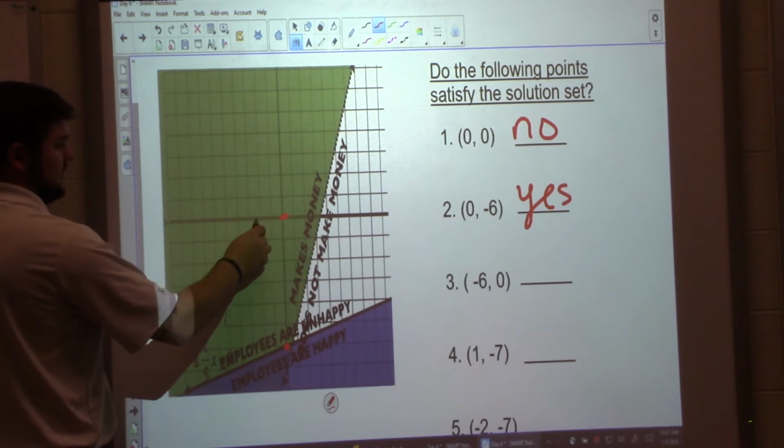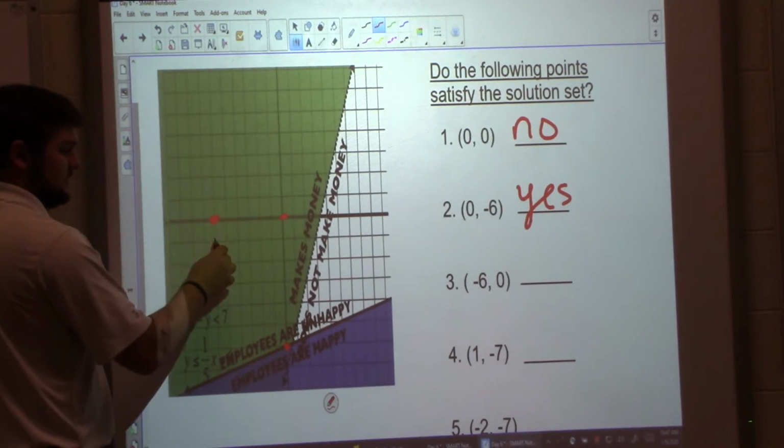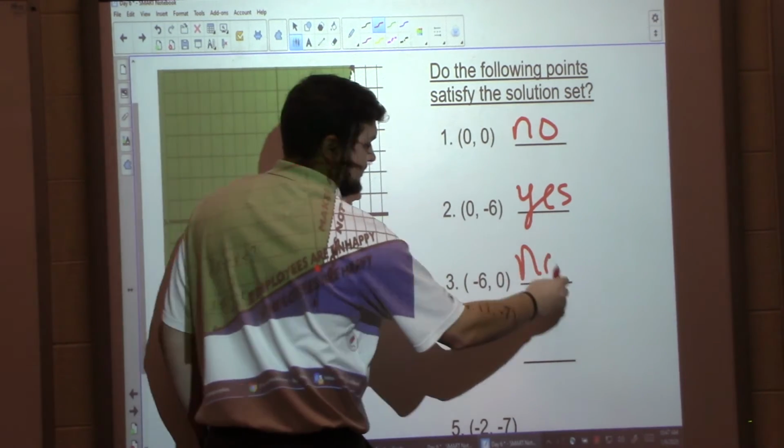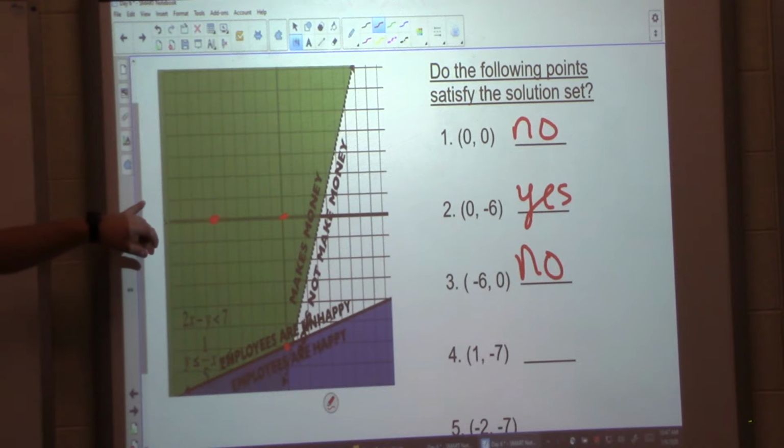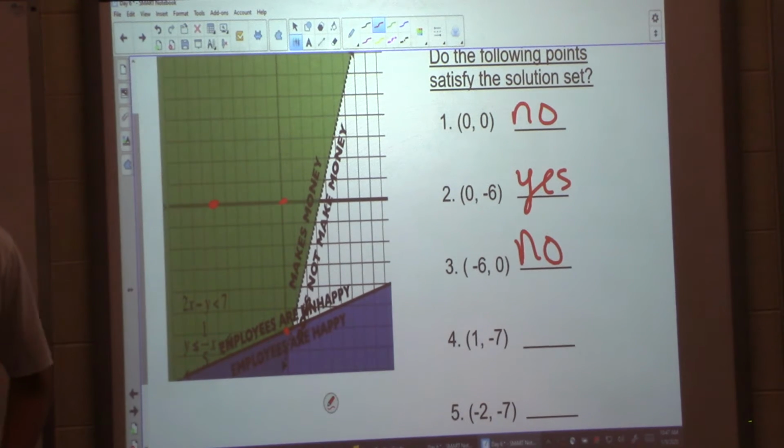Negative 6, 0. 1, 2, 3, 4, 5, 6. Over here. No, not the blue. Wait, are we supposed to mark these points or no? You don't have to, no, I'm just putting them up there so you can see them.